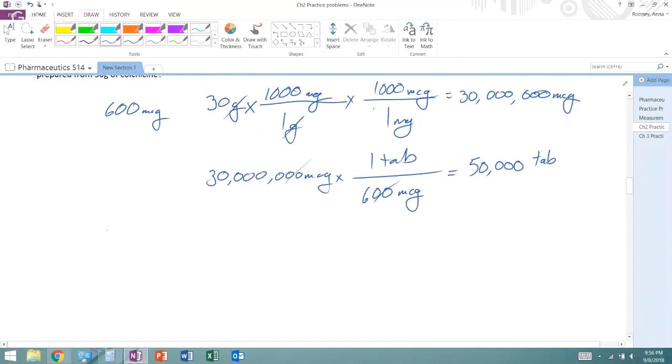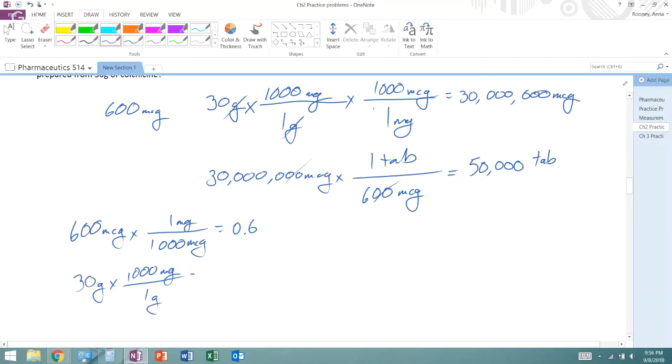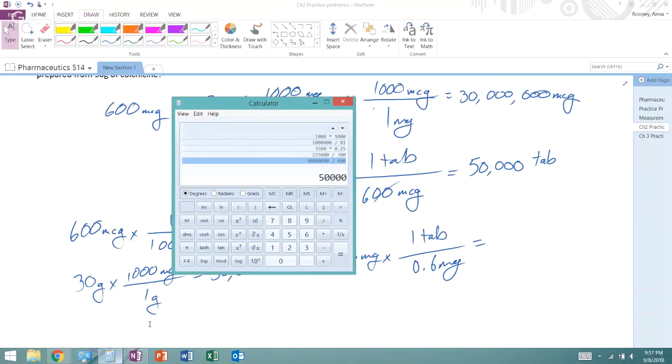So the original way that I was going to go about this is converting 600 micrograms to milligrams. So 600 micrograms divided by 1,000 micrograms per 1 milligram, which would equal 0.6, and then taking 30 grams times 1,000 milligrams for every 1 gram, and doing it all in milligrams. Which should equal 50,000 as well.